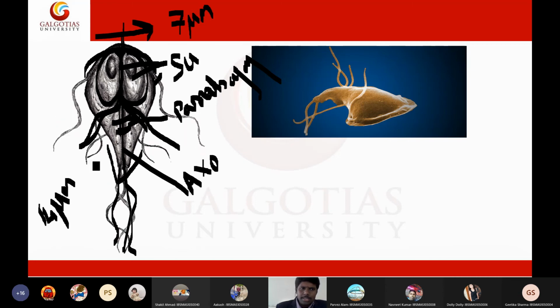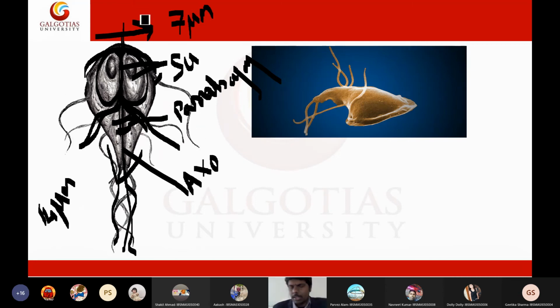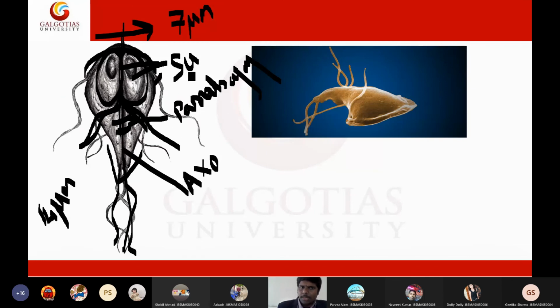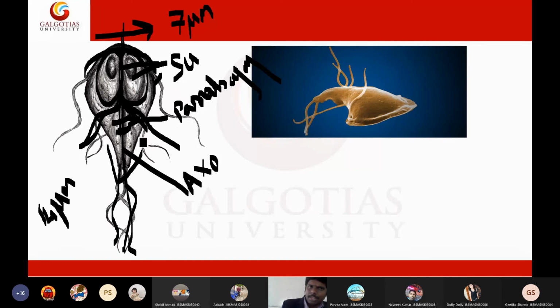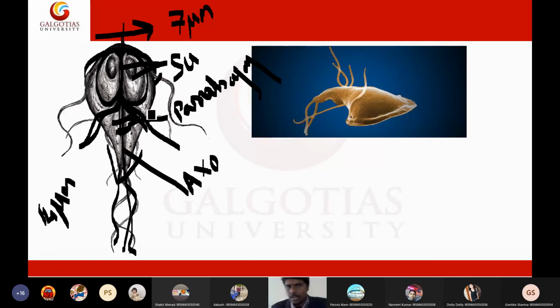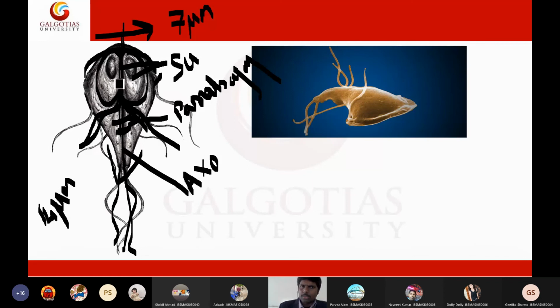It has a bilateral symmetry. It is 14 micrometers in length, 7 micrometers in breadth, and 2 micrometers in thickness, and it has two parabasal bodies. It has an axostyle. It has a posterior flagellum, and on both sides of the suckling disc, it has another flagellum. And this is all about the morphology.